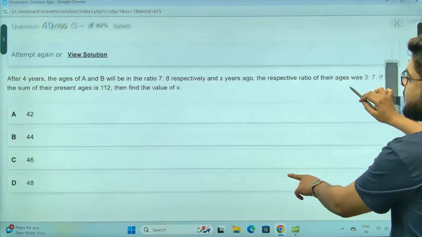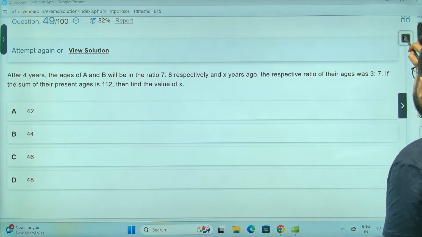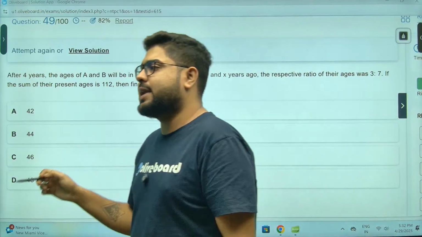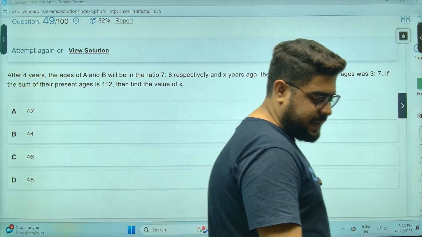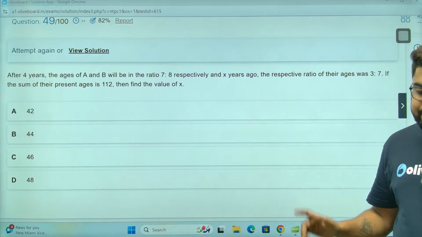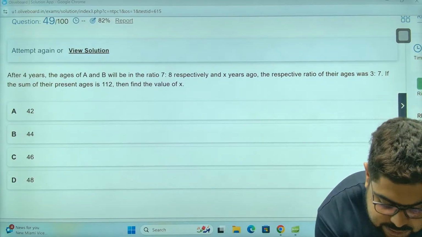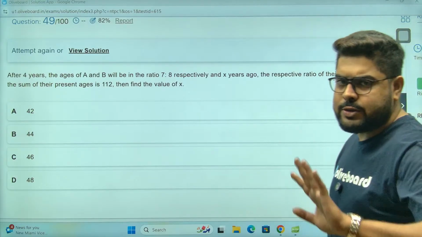Arey yaar, look, they blocked our shortcut. You see, I told you in my paid batches again and again: normal age related questions are very easy to solve with normal techniques. But if a paper setter wants to block your shortcuts, they will introduce some variable such as this one, so that your shortcuts get blocked. So not to worry about that.